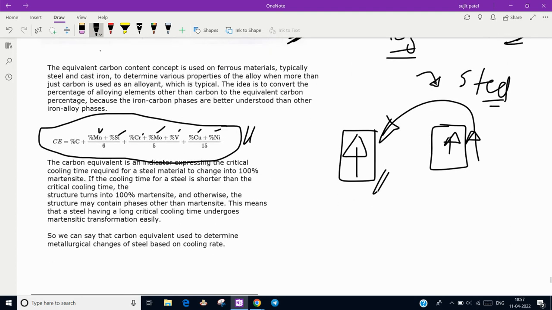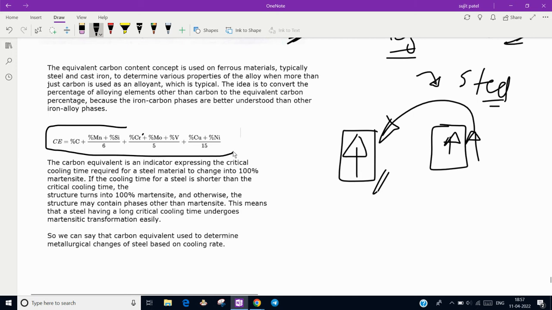Next thing is, what are the effects? So this is about carbon equivalent. Now what are the effects? Carbon equivalent is an indicator expressing the critical cooling time required for the steel material to change into 100% martensite.